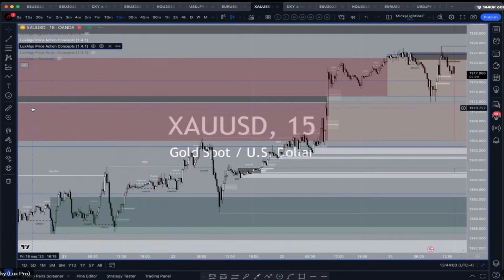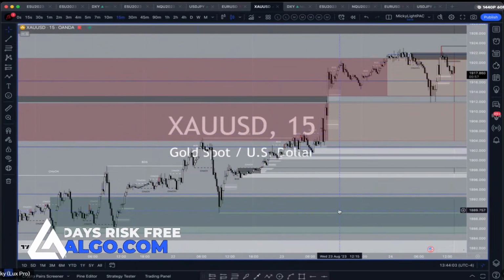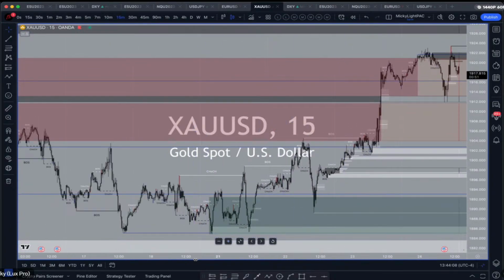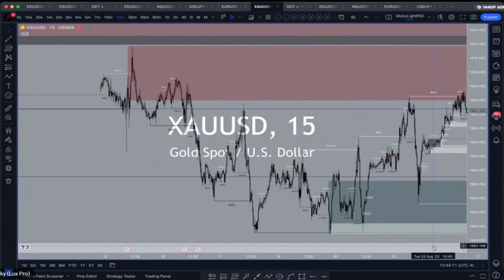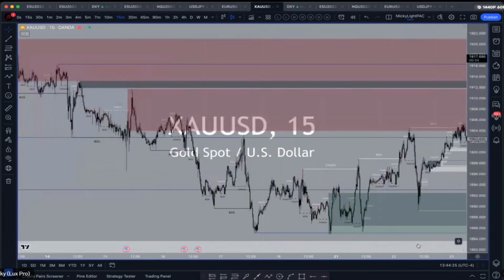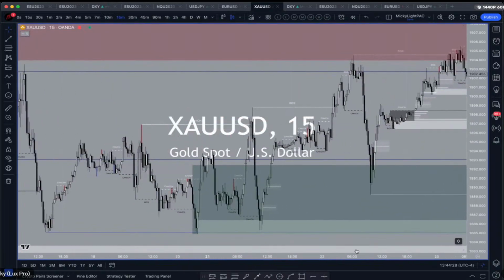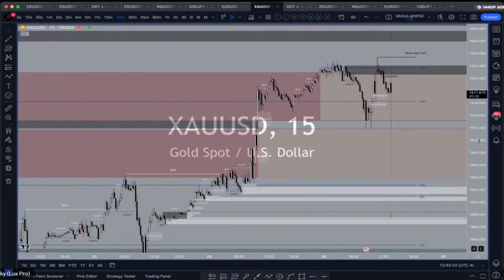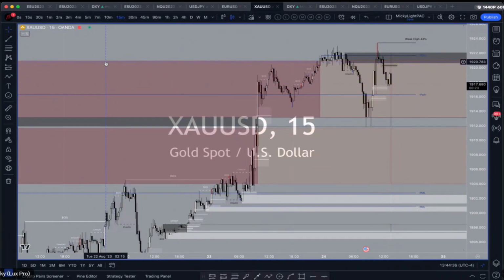Okay. There we go. Let me find the spot here. All right. There we go. Global. Okay. Right there. Here is gold. 4-hour order blocks overlaid on the 15-minute candlestick chart, okay?